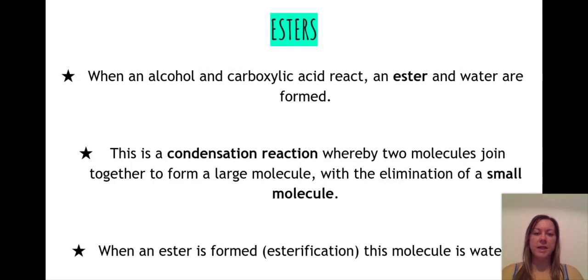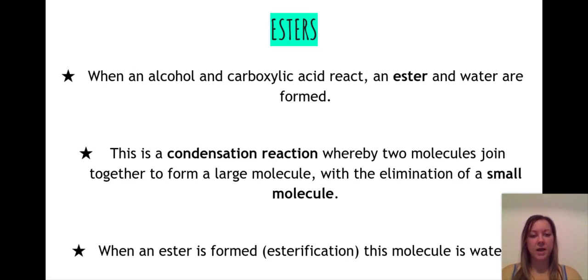So, esters. Now, the blanks in your notes are in bold on the PowerPoint, so make sure that you are filling these in as you go along. So when an alcohol and a carboxylic acid react, this is going to produce an ester and water. This type of reaction, the reaction type, is a condensation reaction. And this is where two molecules join together to form one large molecule and you have a small molecule eliminated. Now in esterification, that's the process of making an ester, the molecule is water.